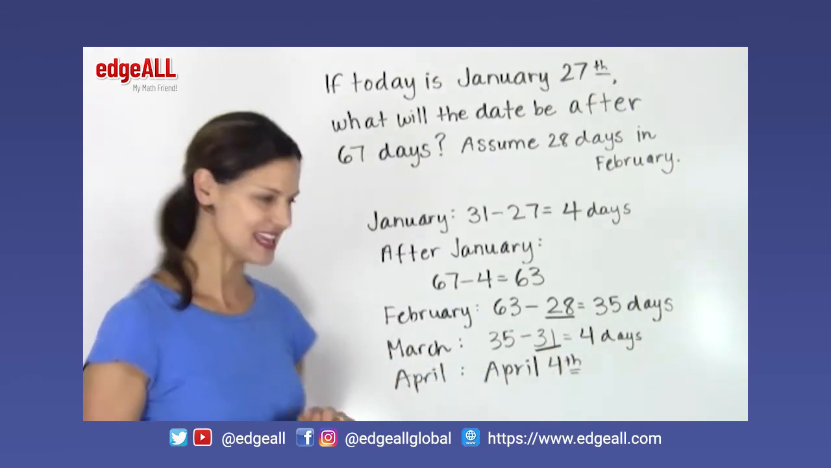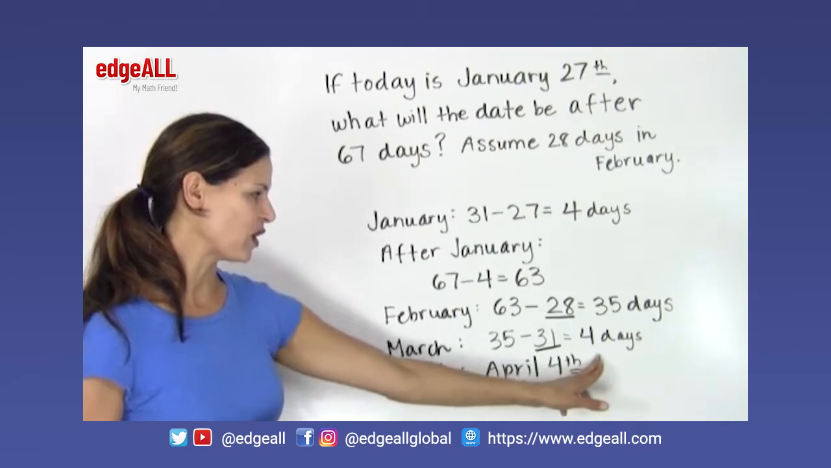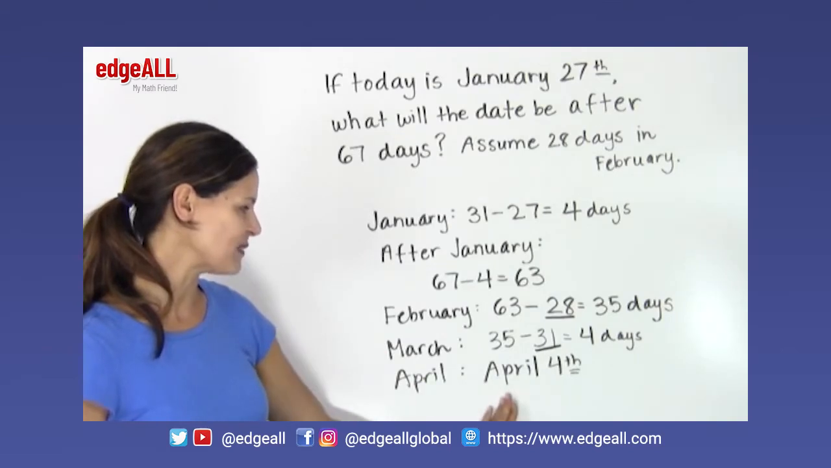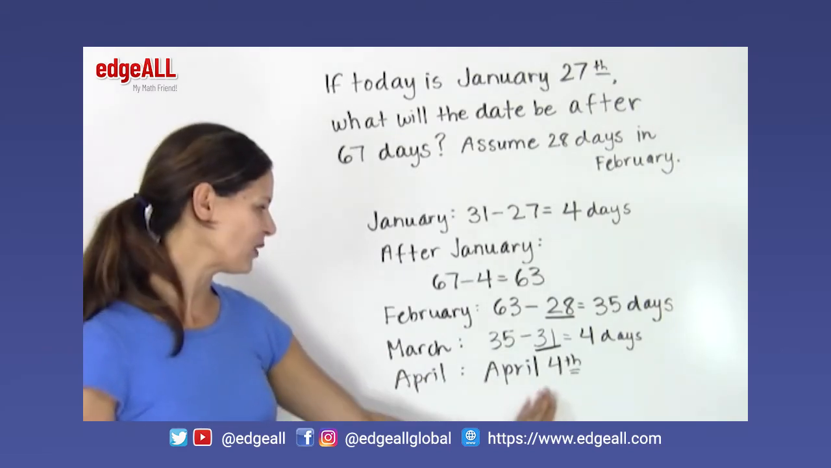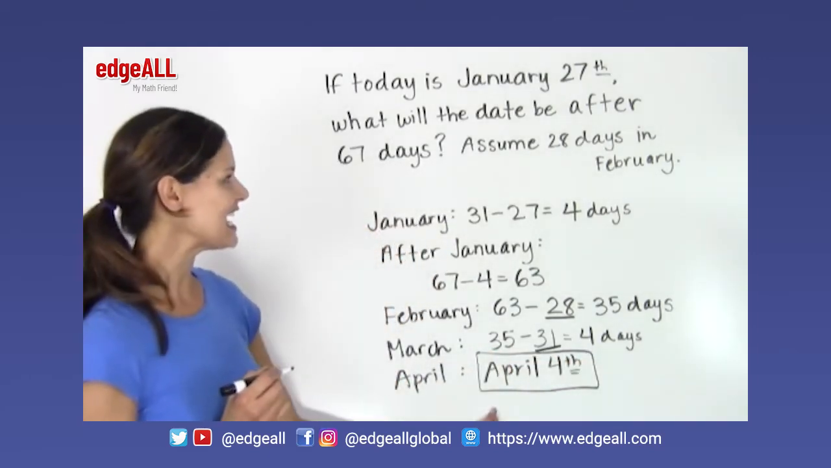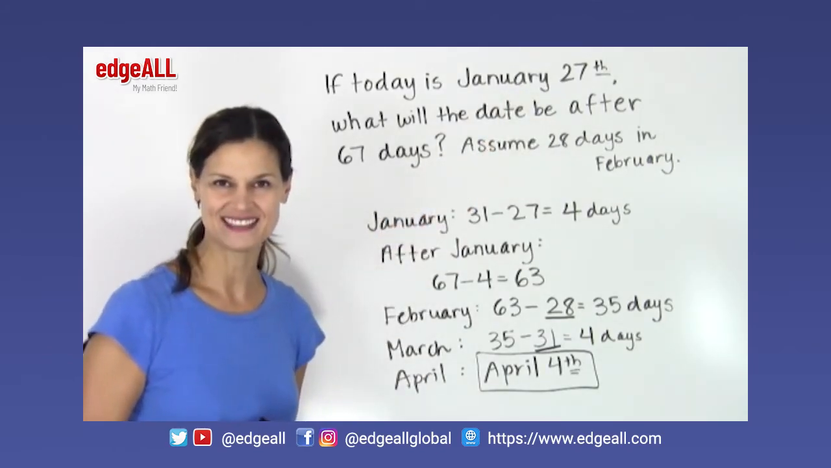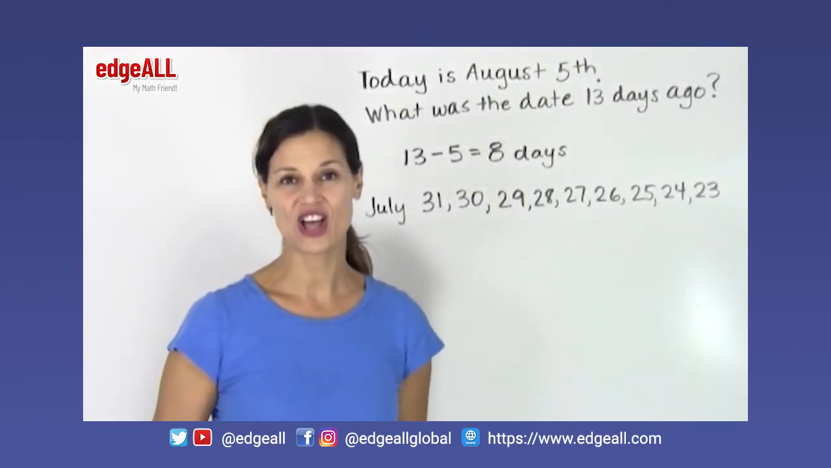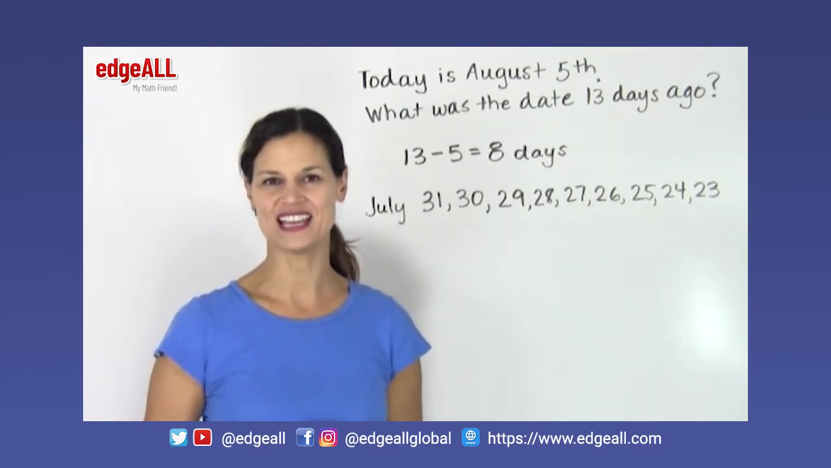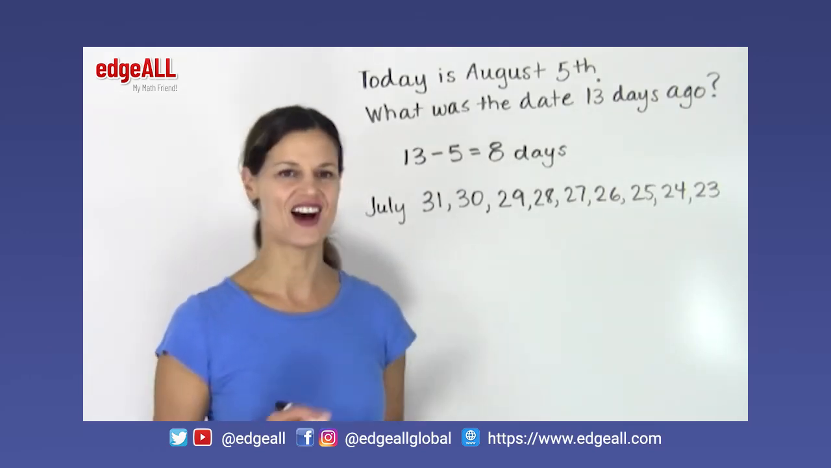The next month is April, and April has 30 days in it. So the 4 remaining days will fall in April, and after 4 days from the start of the month of April is the date April 4th. So our answer is April 4th is the date 67 days after January 27th. This approach may seem very long and tedious to you, but with practice you will be able to perform these calculations in your head. Let's look at an example of finding a past date on the calendar.